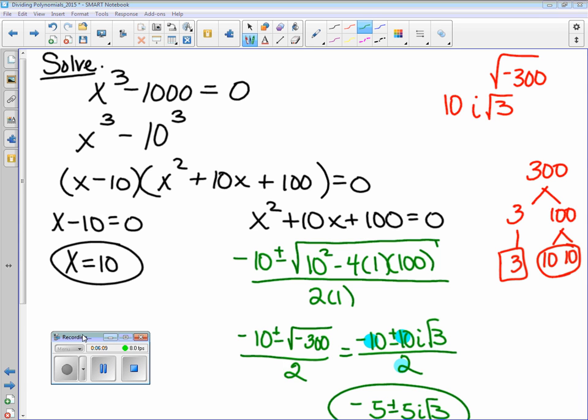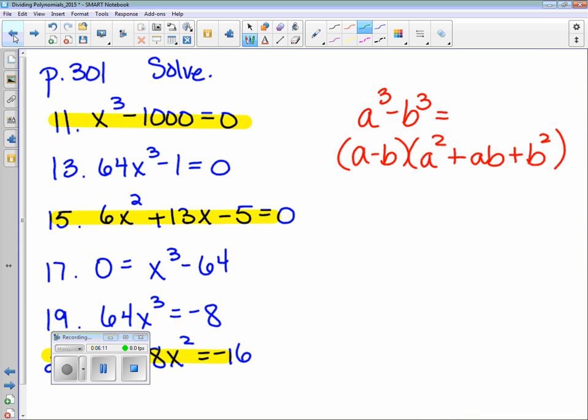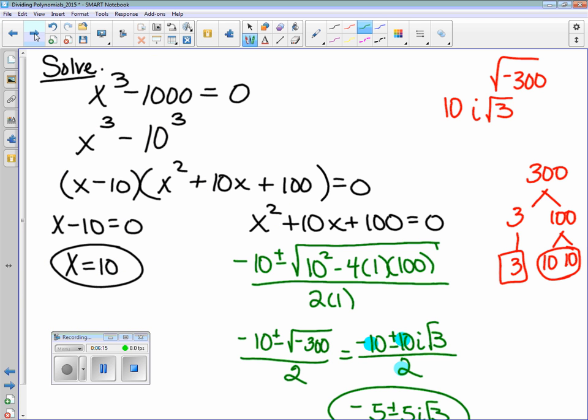All right, so we said we were going to do number 11. Now we're going to do 15. But before we do, are there any questions about 11? Simply just factoring it and taking it one step further, setting the first factor equal to 0, setting the second factor equal to 0, and using the quadratic formula just to get your final answers. That's it.